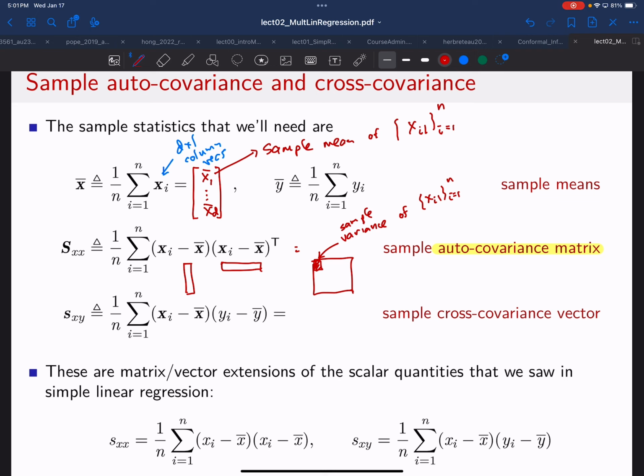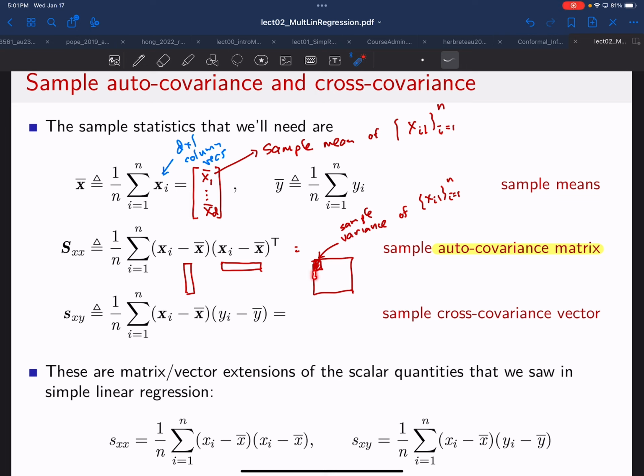Because that is going to be this element times this element averaged over all that will give you this first row and column of that matrix. Now, if you look at the next element on the diagonal, that'll be the sample variance of xi2. And so on. As you go down the diagonal, you get the sample variances that we saw before. But what's different now is we also have things off the diagonal.